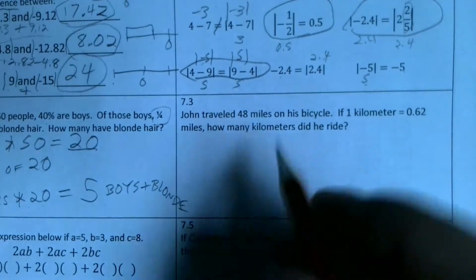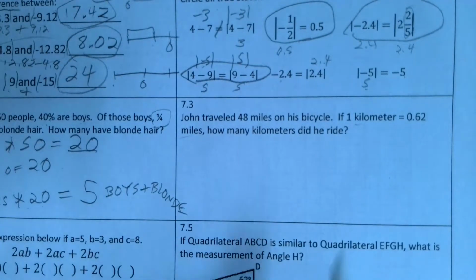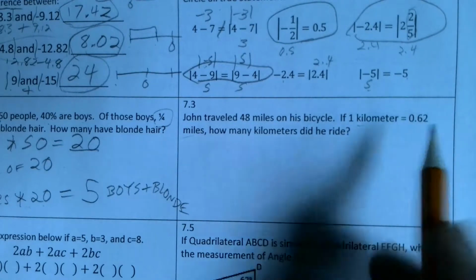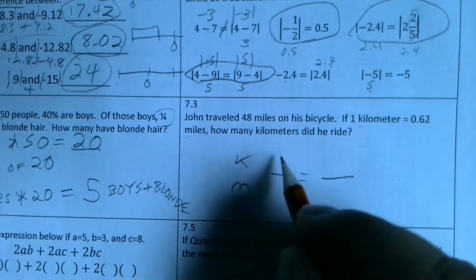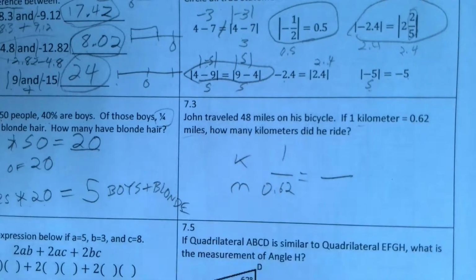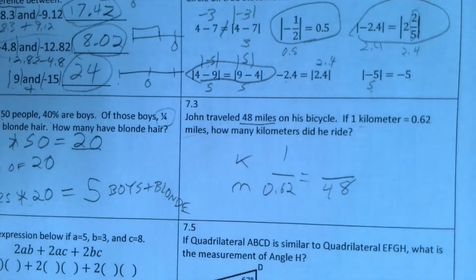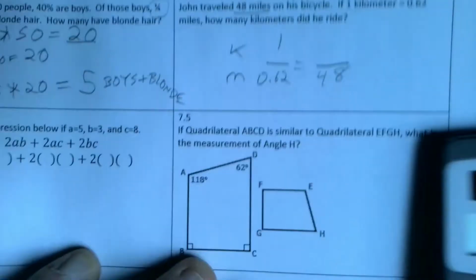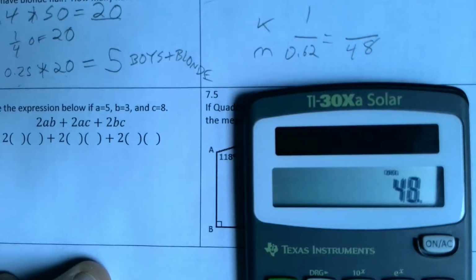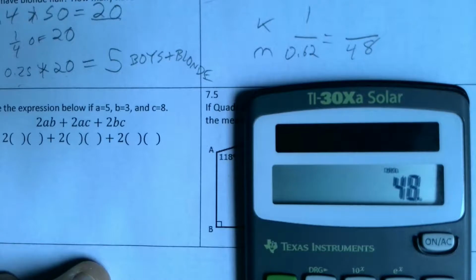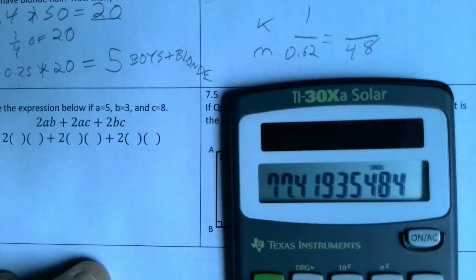Okay, so bicycle, kilometer, miles. Hopefully you're seeing that kilometer to miles is going to be a proportion. So kilometer to miles, 1 kilometer, 0.62 miles. He traveled 48 miles. That's going to go down here. So we're going to do some cross products. We're going to go 48 times 1 divided by 0.62.